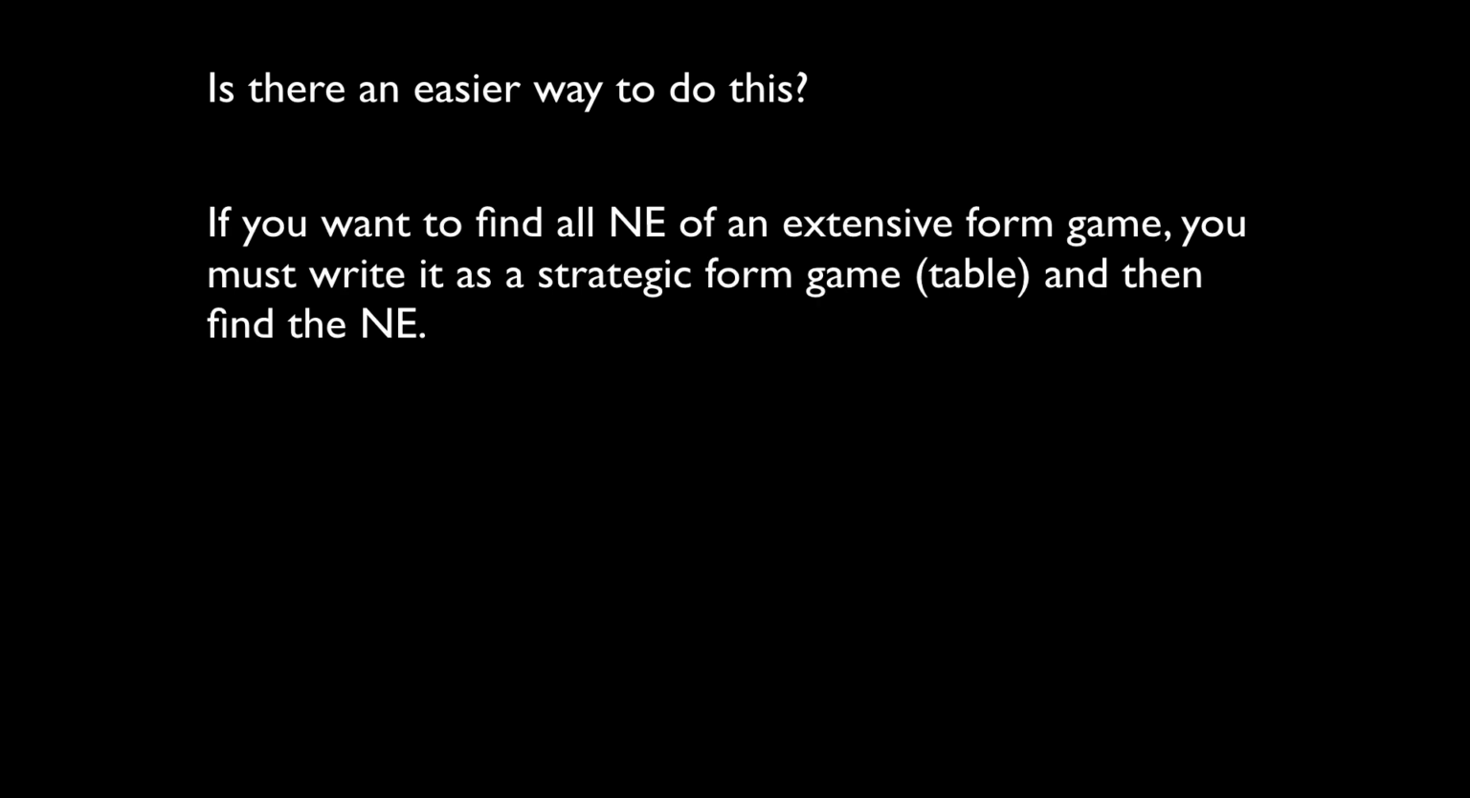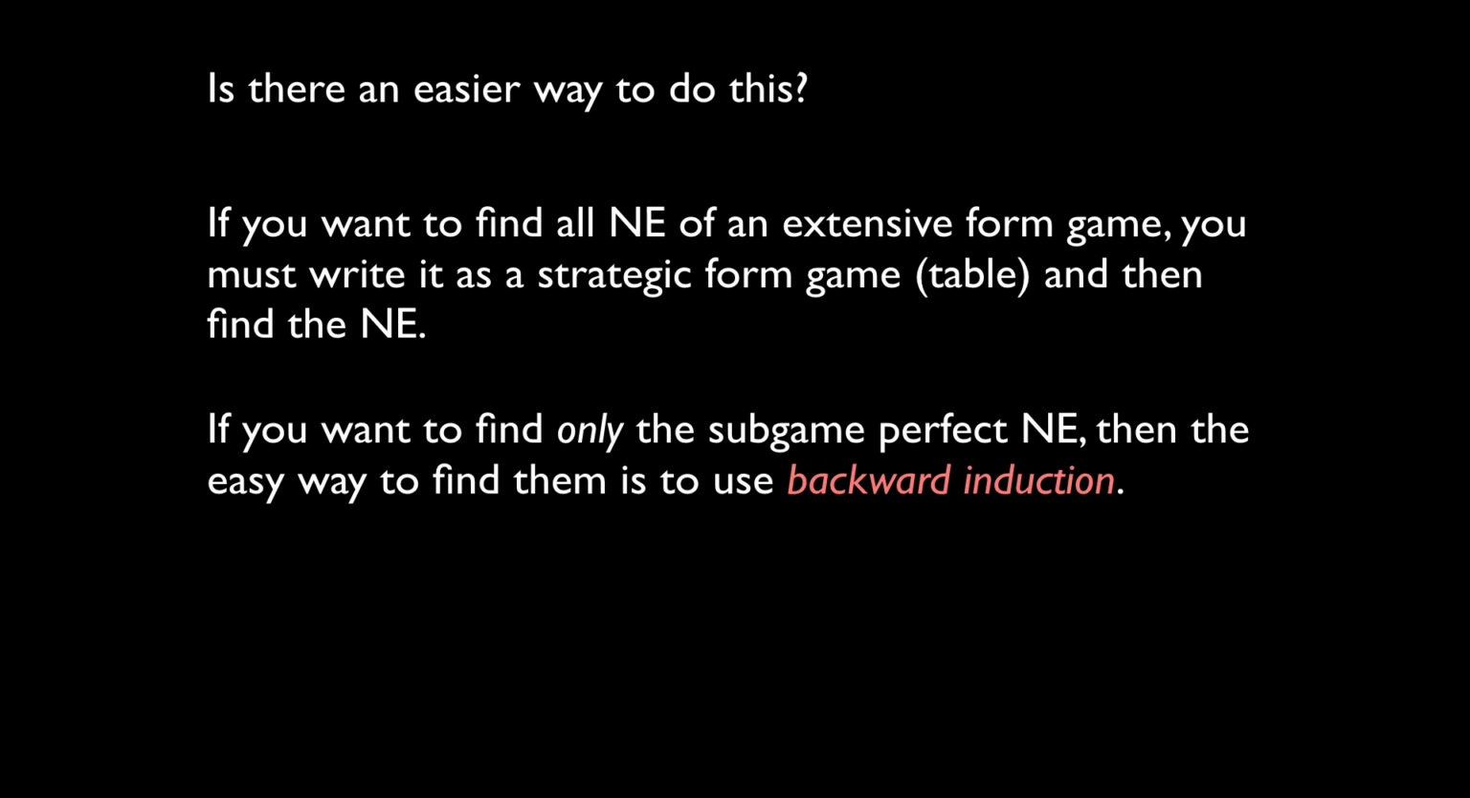Is there an easier way to do this? There has to be. Yeah, there is. If you want to find all Nash equilibria in an extensive form game, you must write it as a strategic form game, i.e. a table, and then find the Nash equilibria. That's the only way to find all Nash equilibria. Therefore, if you only want to find the subgame perfect ones, you use so-called backward induction. It's much faster, and that's what we typically do.